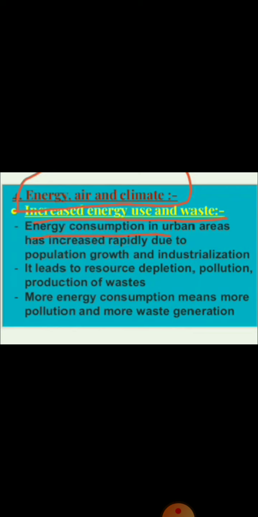So our urban areas are using a huge amount of energy, and when there is a high need of energy, a large amount of energy is generated, where again natural resources are used. It means high generation of energy is leading to increased consumption of natural resources, and when natural resources are consumed in larger amounts, it always leads to environmental pollution, and the increased use of resources leads to increased production of waste. More energy consumption means more pollution and more generation of waste. So this is how increased energy use and waste is becoming an important urban issue.